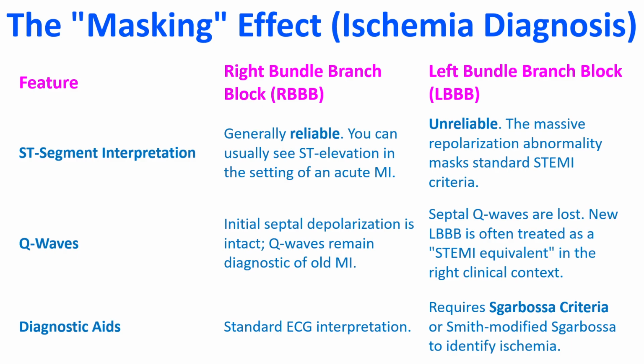Q waves. In RBBB, initial septal depolarization is intact. Q waves remain diagnostic of old MI. Septal Q waves are lost in LBBB. New LBBB is often treated as a STEMI equivalent in the right clinical context. Diagnostic aids. Standard ECG interpretation applies in RBBB. In LBBB, you require Sgarbossa criteria or Smith-modified Sgarbossa criteria to identify ischemia.